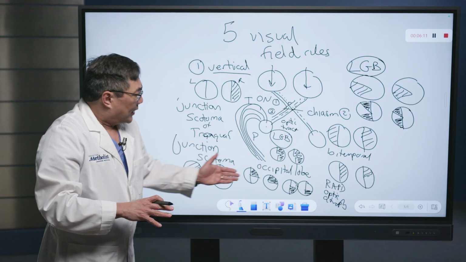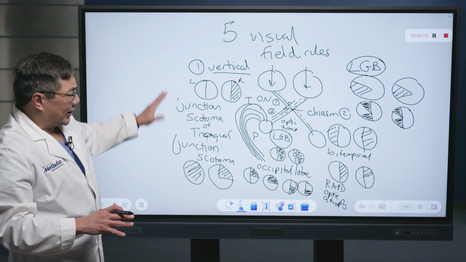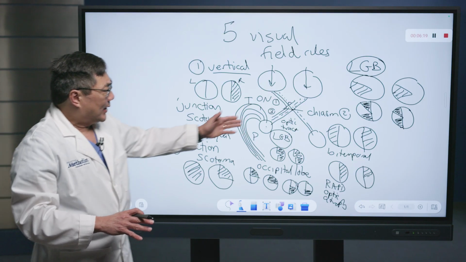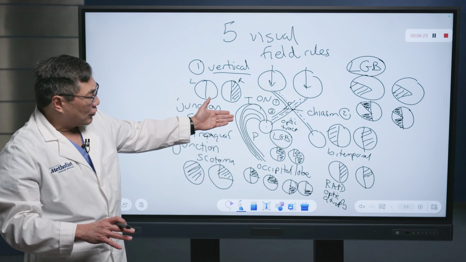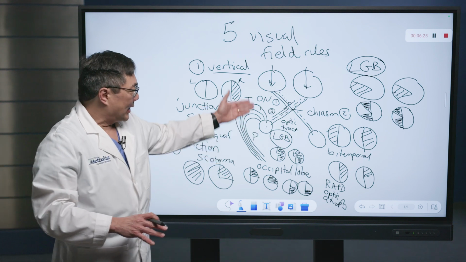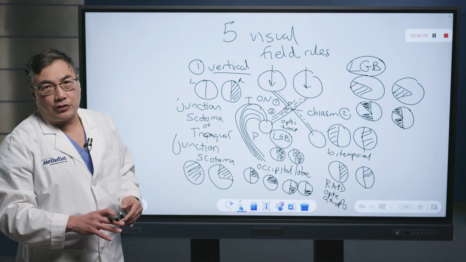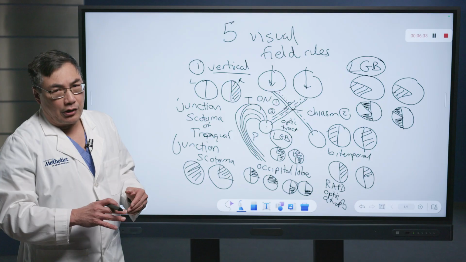So if you just knew these 5 rules, respect to the vertical meridian, knowing the junctional scotoma and the junctional scotoma of Traquair, the chiasmal lesion, which is the bitemporal hemianopsia, the optic tract lesion, the geniculate body, and the radiations and the cortex, you'll know to respect the vertical meridian and find the tumor. And those are the rules you need to know so you don't miss that tumor.